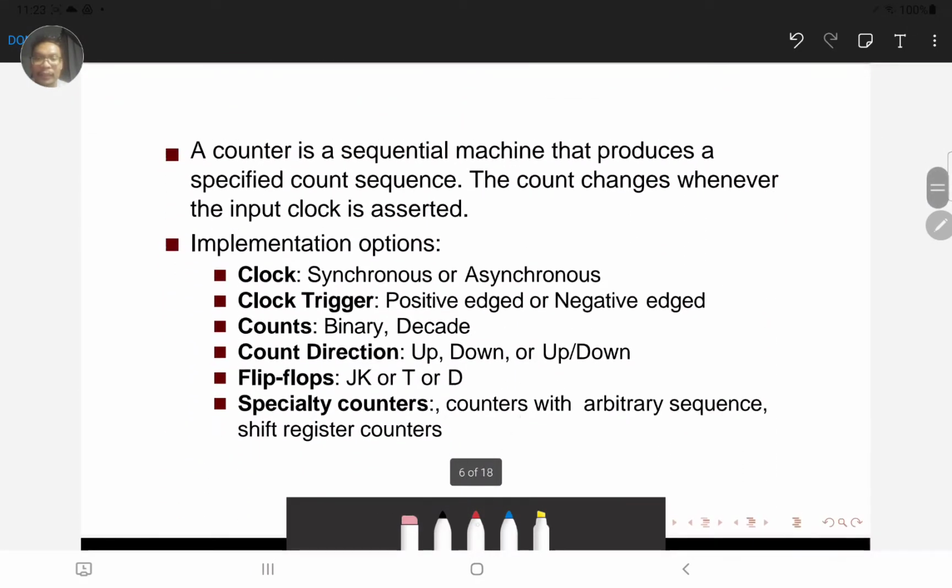Counters, a counter circuit. A counter is a sequential machine that produces a specified count sequence. The count changes when the input clock is asserted. Some of the implementation options include synchronous or asynchronous. In this class, we'll cover synchronous counters. We are not going to cover the asynchronous. The clock trigger can be both.